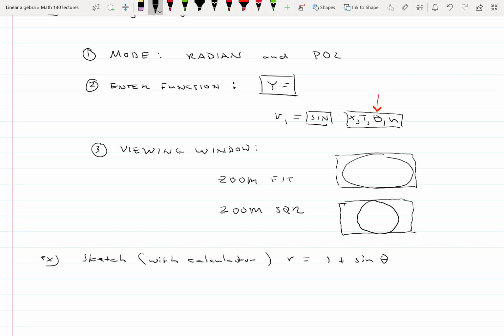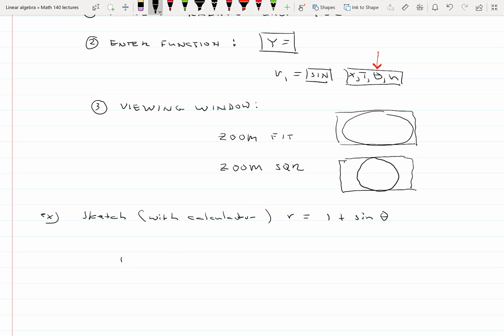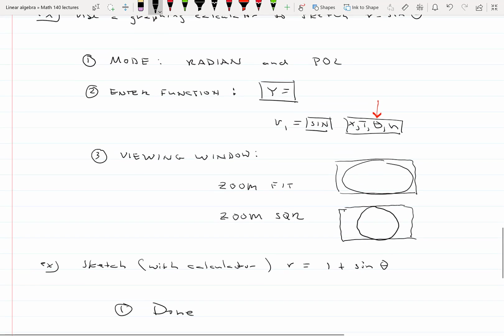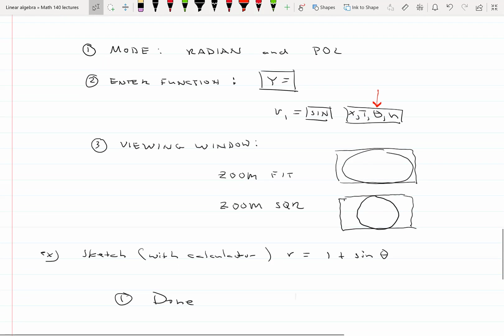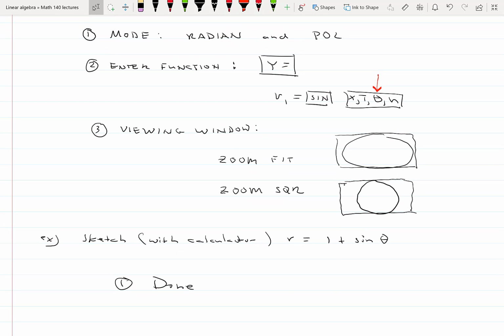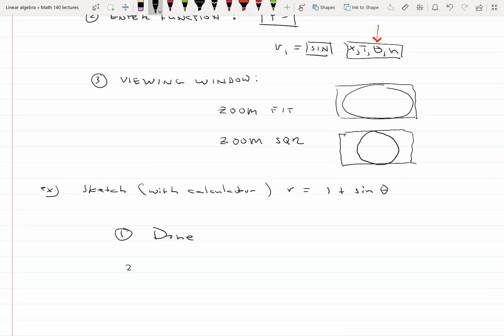First thing, well, we don't have to do step one. Step one was completed already. Step one, done. Once you change the mode, it's done until you change it back. So if you want to graph in the rectangular coordinates, then you have to change the polar back to rectangular. Leave it in radians, but change polar back to rectangular. The calculator's rectangular mode is called function, F-U-N-C. So 1 is done.